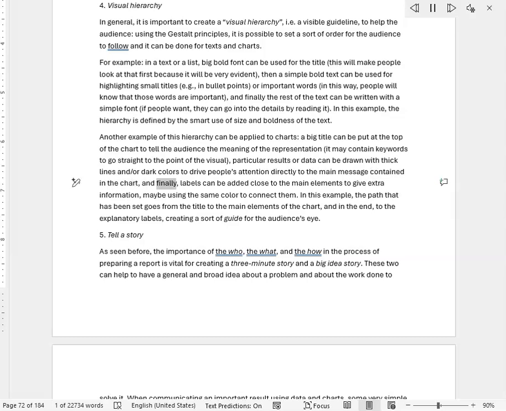And finally, labels can be added close to the main elements to give extra information, maybe using the same color to connect them. In this example, the path that has been set goes from the title to the main elements of the chart, and in the end, to the explanatory labels, creating a sort of guide for the audience's eye.